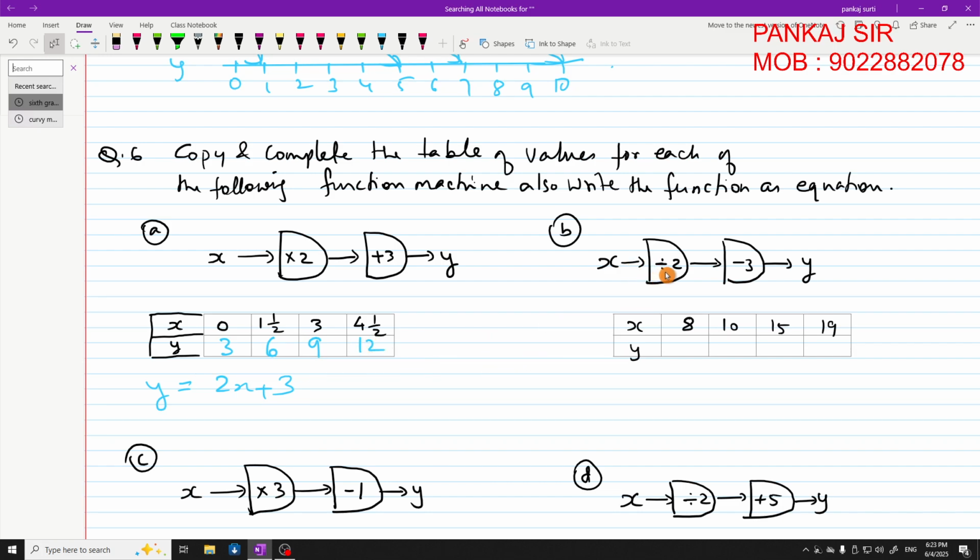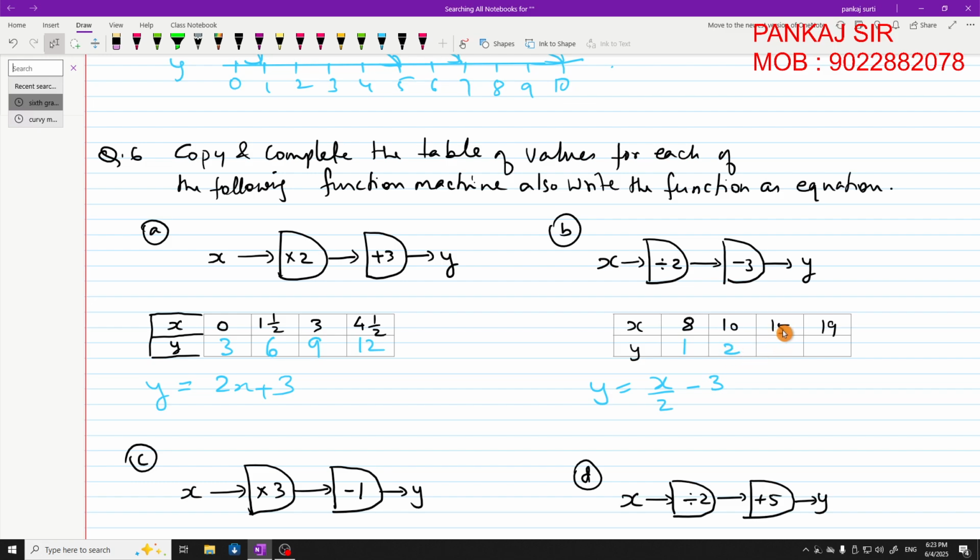Coming to this one, the equation will be y equal to x divided by 2 and then minus 3. So x divided by 2 and then minus 3. So this is the equation, right? So when x is equal to 8, 8 divided by 2 will be 4. 4 minus 3 will be 1. When x is equal to 10, 10 divided by 2 is 5. 5 minus 3 is 2.